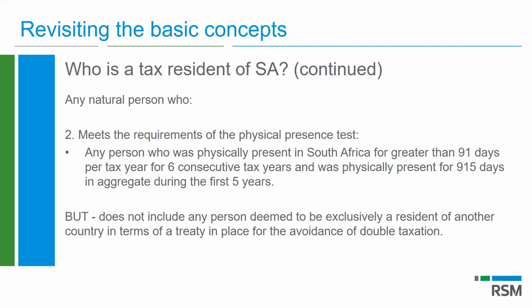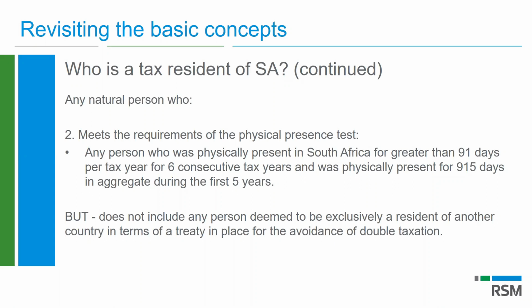This physical presence test, it's a rule under which a foreigner may be deemed to be a resident of South Africa by virtue of their extent of presence in South Africa. And you must see that it rolls over a 6 consecutive tax year period. Now, you mustn't be confused and think that by virtue of the fact that you've been outside of South Africa for those number of days, that it deems you to then be a non-resident. The test doesn't work on that basis. It's only a methodology of deeming a foreigner to be a resident in South Africa.